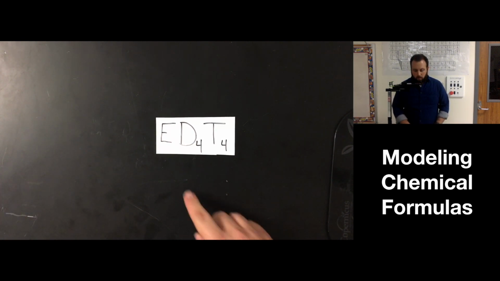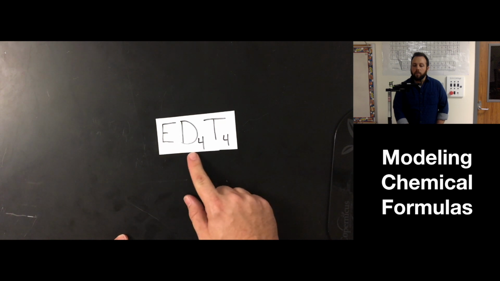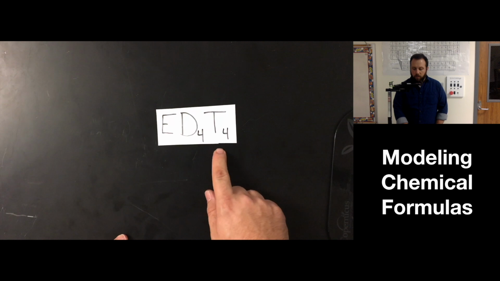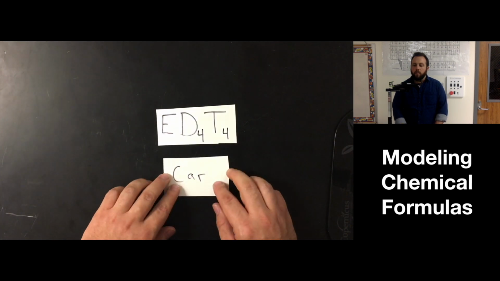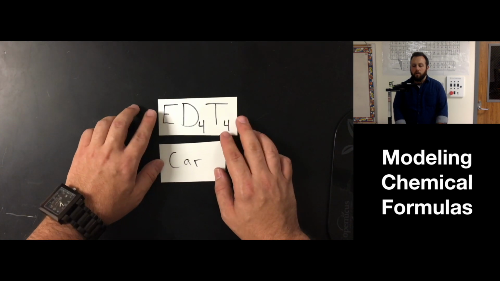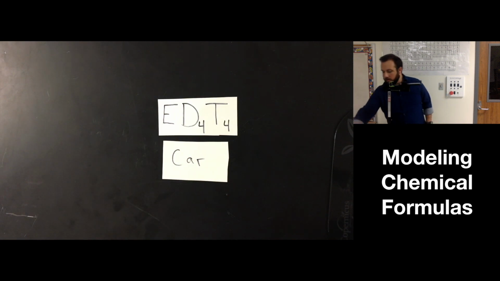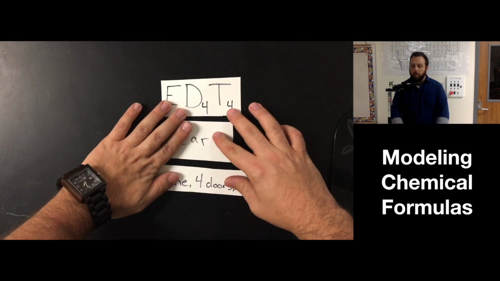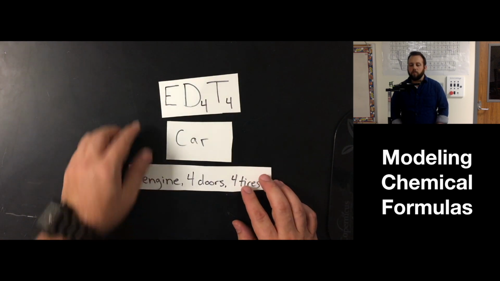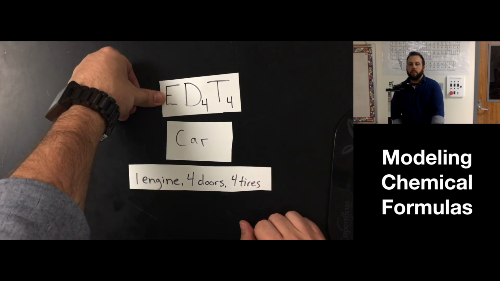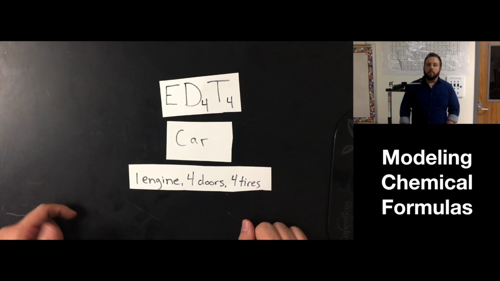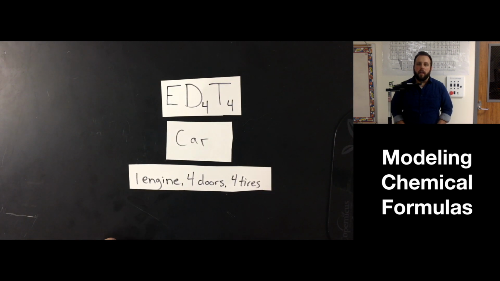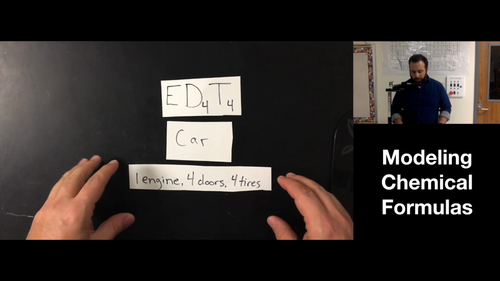Well, if you think about what the E could stand for, what the D's could stand for, and what the T's could stand for, you might think of a car. Okay, because a car is made up of 1 engine, 4 doors, and 4 tires. So this could be the chemical formula for a car, for example.